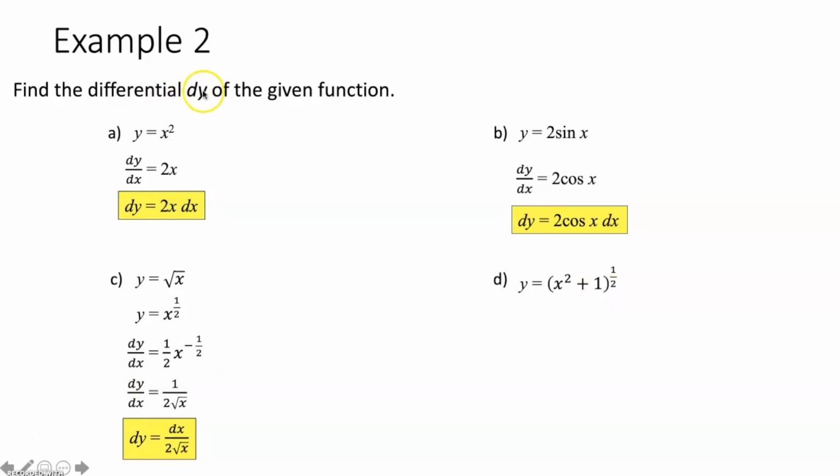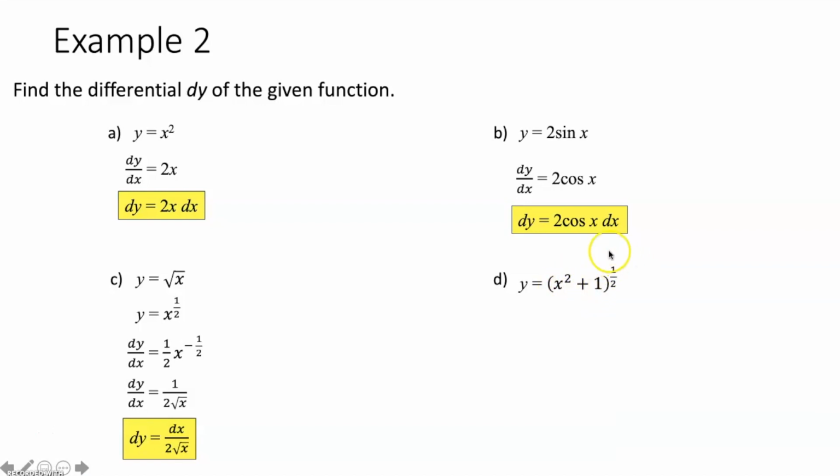Part D, doing the same thing. I want to find dy, the differential of y. So I need to take the derivative of both sides. When I take the derivative of y with respect to x, that turns into dy dx. That's going to be equal to the derivative over here. Oh, that's going to require the chain rule because I have an outer function and an inner function. My outer function is going to be this something raised to the 1/2 power. My inner function is this something, x squared plus 1.